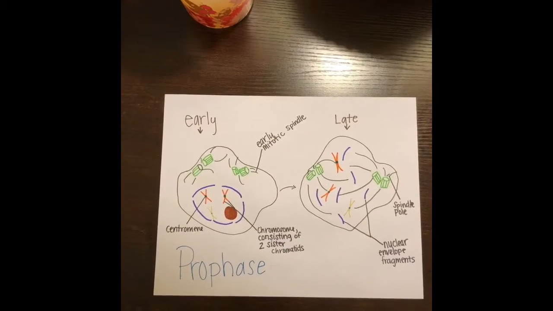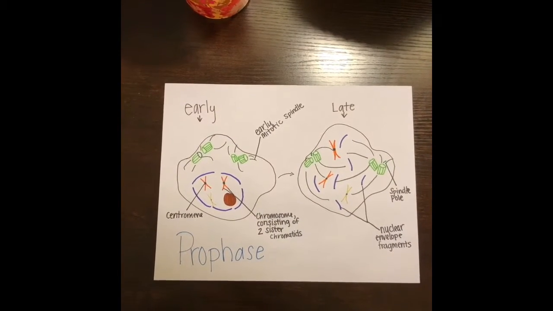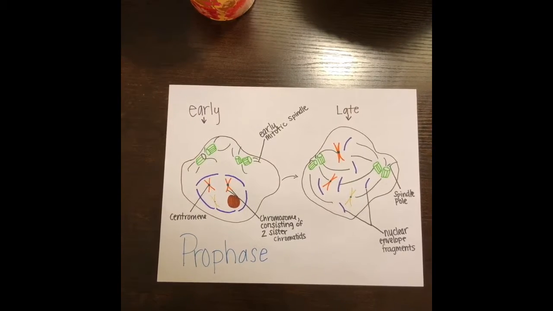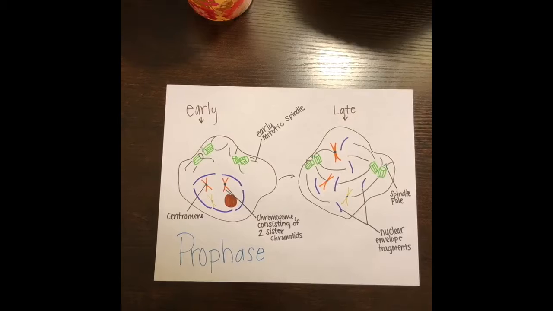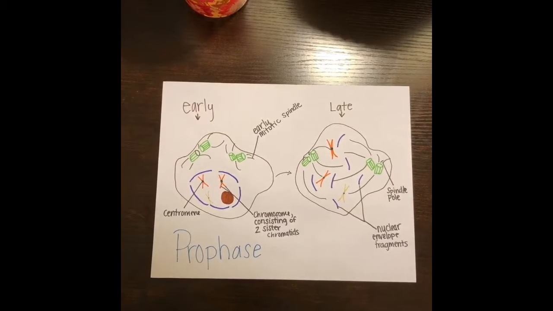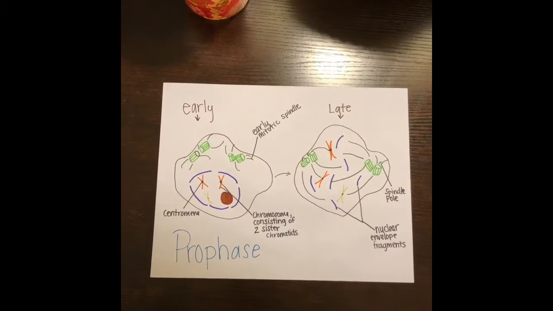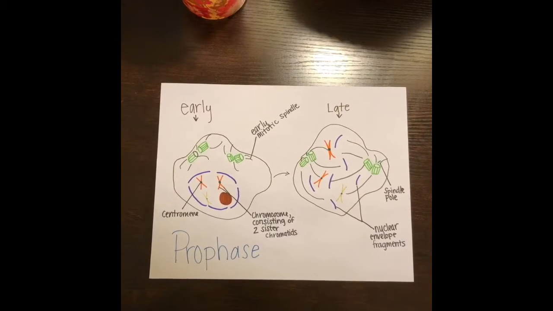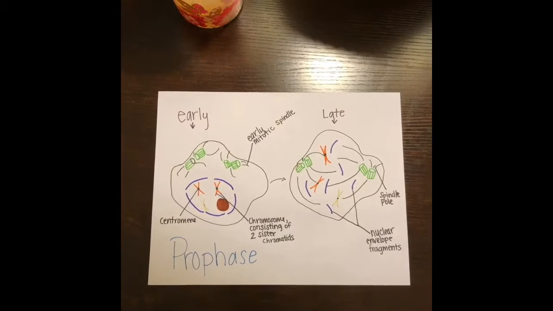Now we have prophase. There's early prophase and there's late prophase, also known as prometaphase. In early prophase, centrioles begin to move away from each other. Chromosomes consisting of two sister chromatids are now visible inside the nuclear envelope. The nuclear envelope/membrane starts to disappear.